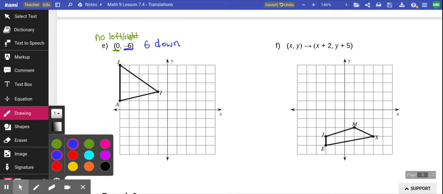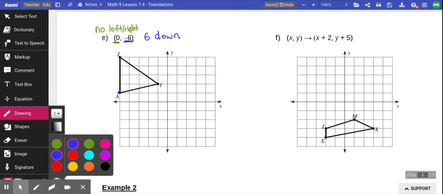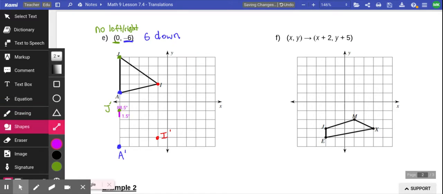This means that you should have taken each point. I'm going to take point A and go 6 down. 1, 2, 3, 4, 5, 6. A prime is now there. You should have taken point J and gone 6 down, which is 1, 2, 3, 4, 5, 6. J prime is now there. And you should have taken point I and gone 6 down. 1, 2, 3, 4, 5, 6 right there. I prime. And then connected the dots to make your shape.